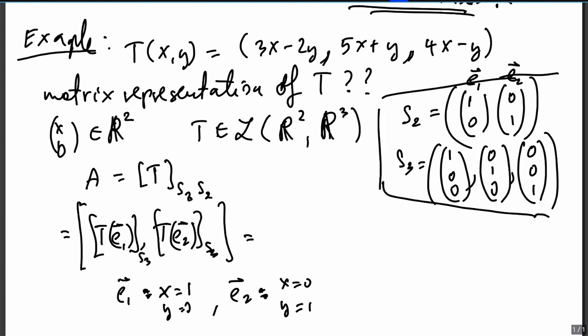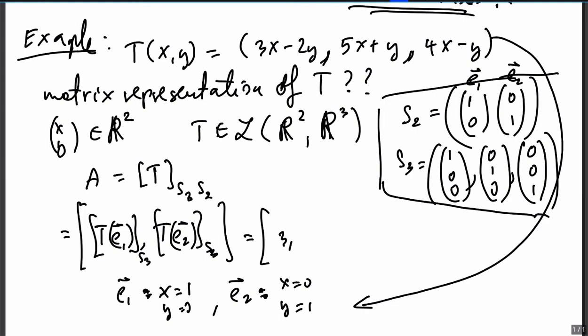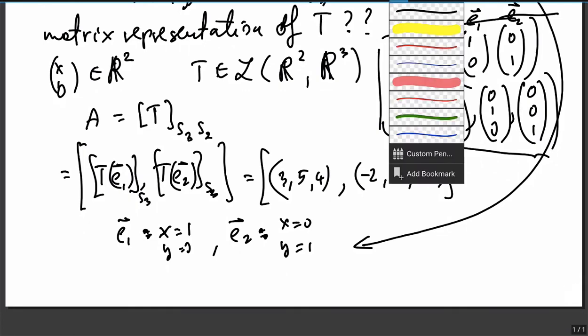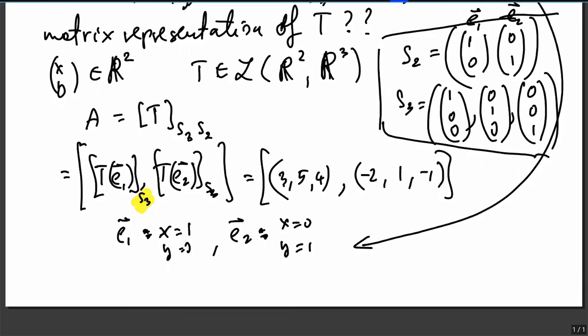And then we plug this into the formula for the transformation T. The way it looks right now, plugging in x equals 1 and y equals 0, we get 3, 5, and 4. Right now the way it's written is a row vector. And then when we plug in for E2, we plug in x equals 0 and y equals 1, we get -2, 1, and -1. But the notation is not really correct. The coordinate, this is supposed to be the coordinate matrix in S3, and for that we use column vectors.